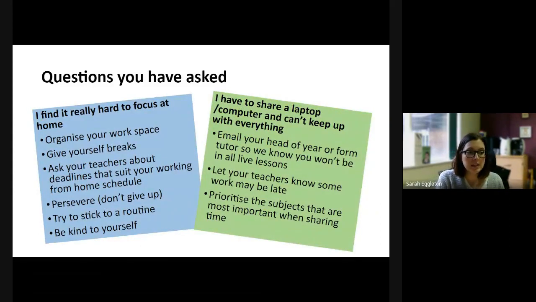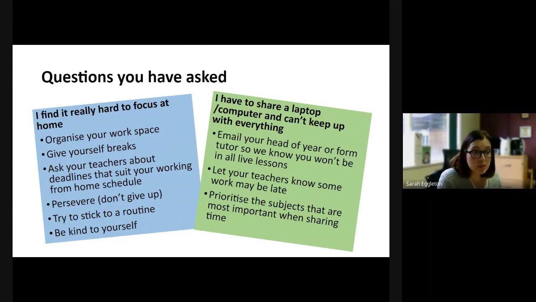I find it really hard to focus at home. So many people do, and this is really difficult. And part of having this lockdown is an opportunity to develop that skill. I think adults find that as difficult as students do.